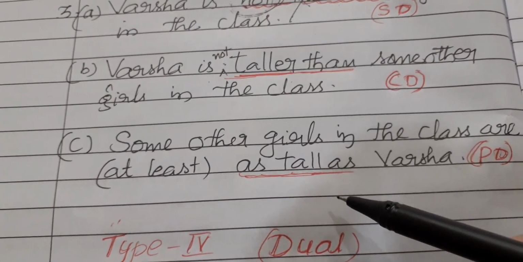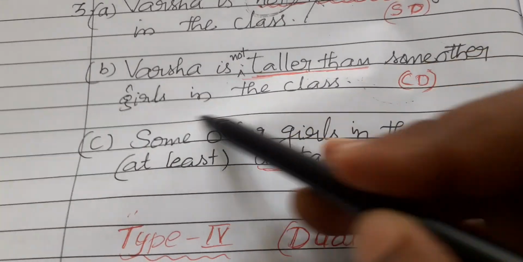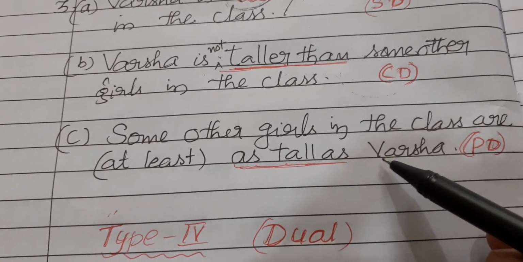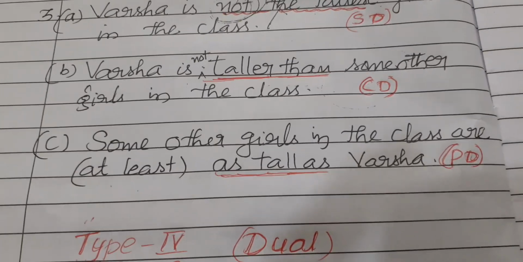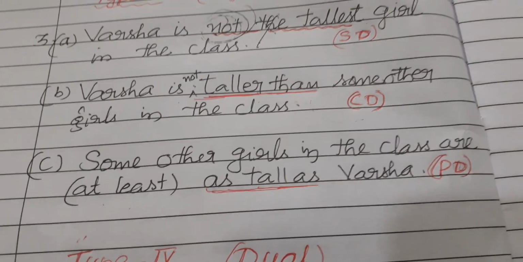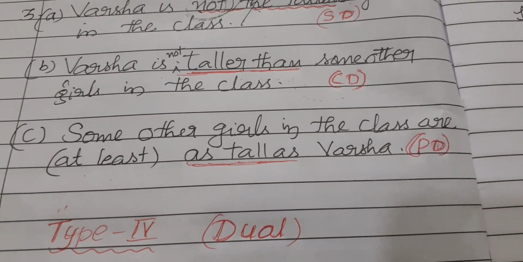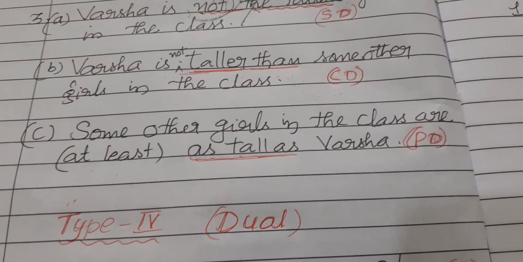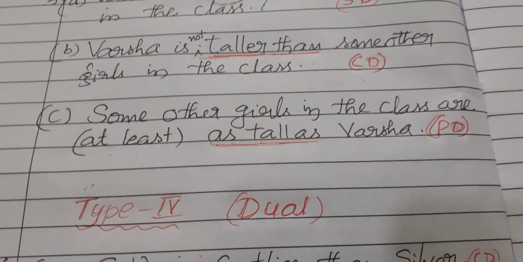CD. Now PD. Some other girls, we have to start with the last words. Some other girls in the class are at least as tall as Varsha. In negation, negative, we have to write at least, but at least is optional. If we don't write also, no problem. That's why I kept it in brackets. Some other girls in the class are as tall as Varsha, so tall as Varsha. Both are same, equal. Okay, no problem. At least optional. If you don't write also, it makes no difference.